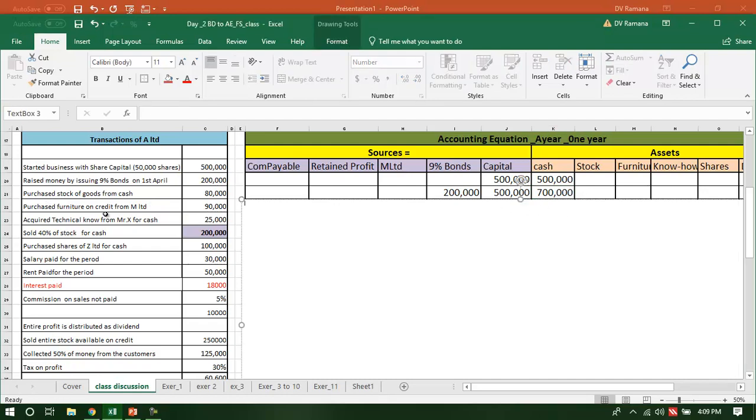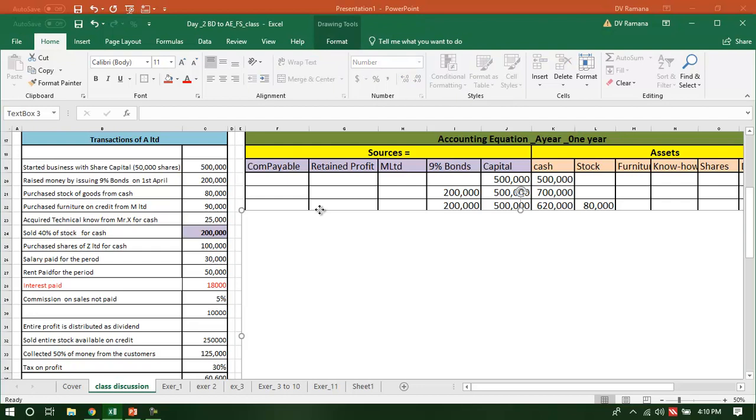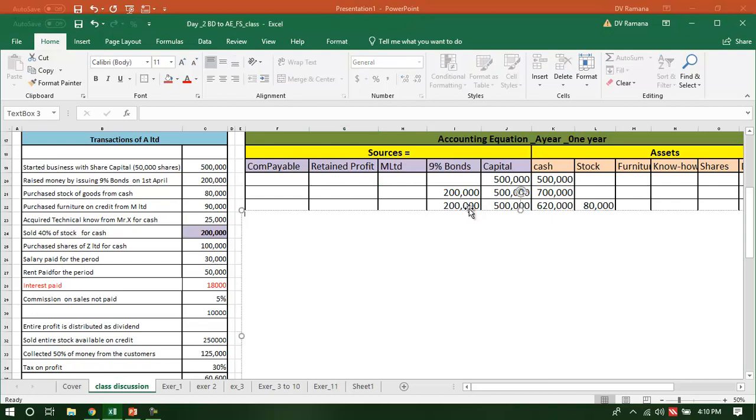Now with this 700,000 the company purchases goods worth 80,000 for cash. So the cash will reduce to the extent of 80,000, and a new asset gets into the accounting equation, that is stock of goods. No change in the capital and no change in the bonds.